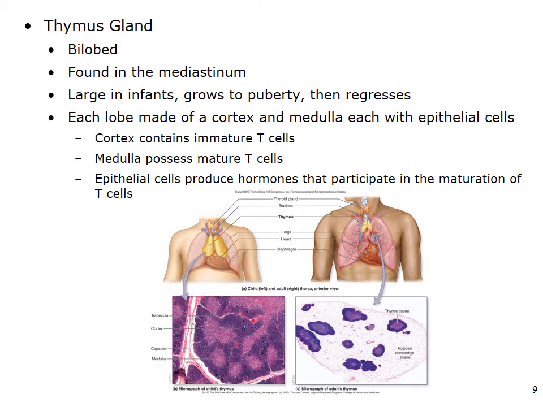Epithelial cells produce hormones that participate in this maturation of T cells. The major hormone that's produced here is called thymosin. And this is why we also discussed, just very briefly, the thymus gland when we talked about endocrine glands. That was one of the structures that we skipped over that I said we would talk more about later.